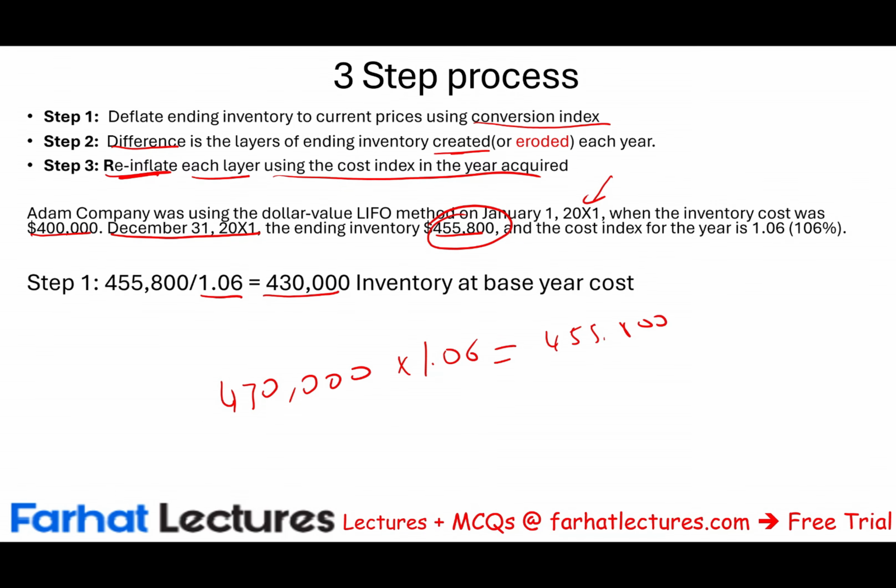So if I want to figure out how to take the inflation out, you divide both sides by 1.06 to take the inflation out, and you'll find you go back to 430. So just mathematically, you divide the ending inventory at current prices, which here is inflationary, by 1.06 to take the inflation out. So you're left with 430.